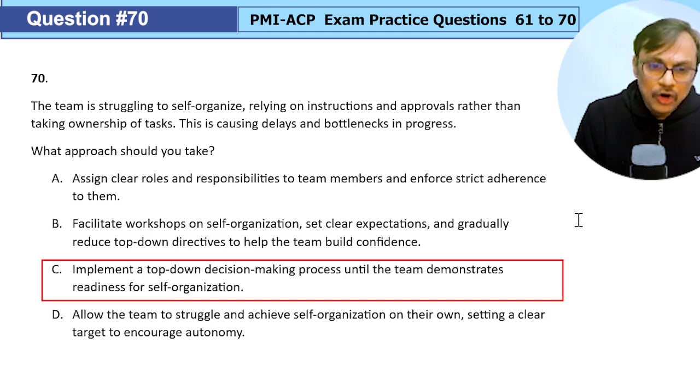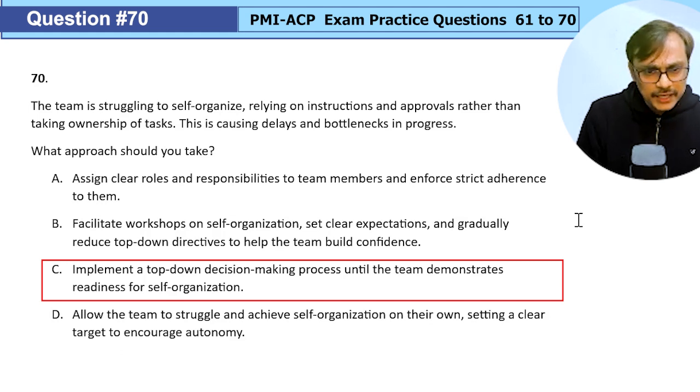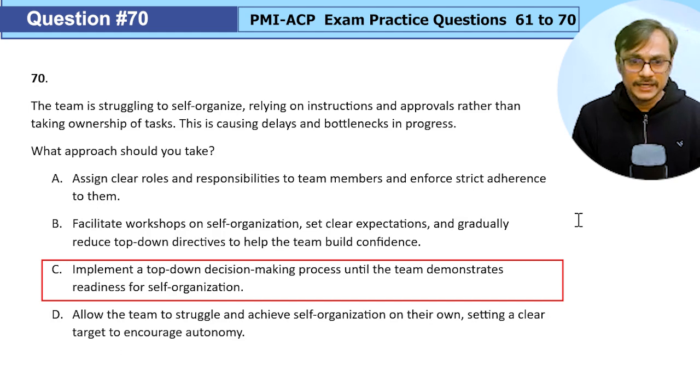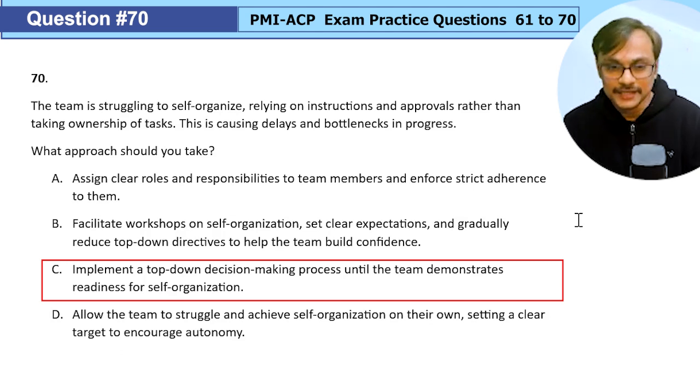Good idea. Option C, implement a top-down decision-making process until the team demonstrates readiness for self-organizing. So it's a little dilution of A and a little strongness of B without giving an idea. I can't just wait. I say, I will keep giving instruction till the time these guys are ready. I need to do something to make these guys ready. That's the idea in option B. Option C is just hoping they will get ready. So option B is anyway a good idea.